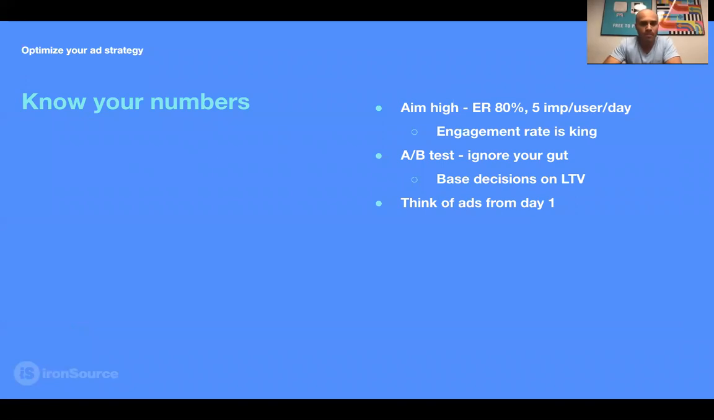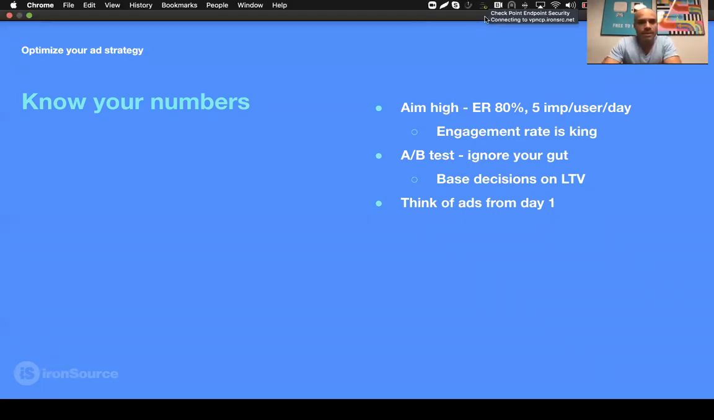Second is know your numbers. Even if the average numbers are 40% or 45%, the best performing apps have an engagement rate of 80% or 5 impressions per user per day, and you should aim high to make sure that you are enjoying the best and the maximum potential. Just a reminder, engagement rate is king, because you can improve your impressions per DAU rate or your ARPDAU by increasing both engagement rate and usage rate. But by increasing engagement rate, you are generating more first impressions that have the highest eCPM, and then you'll see the average ARPDAU and eCPM going up.